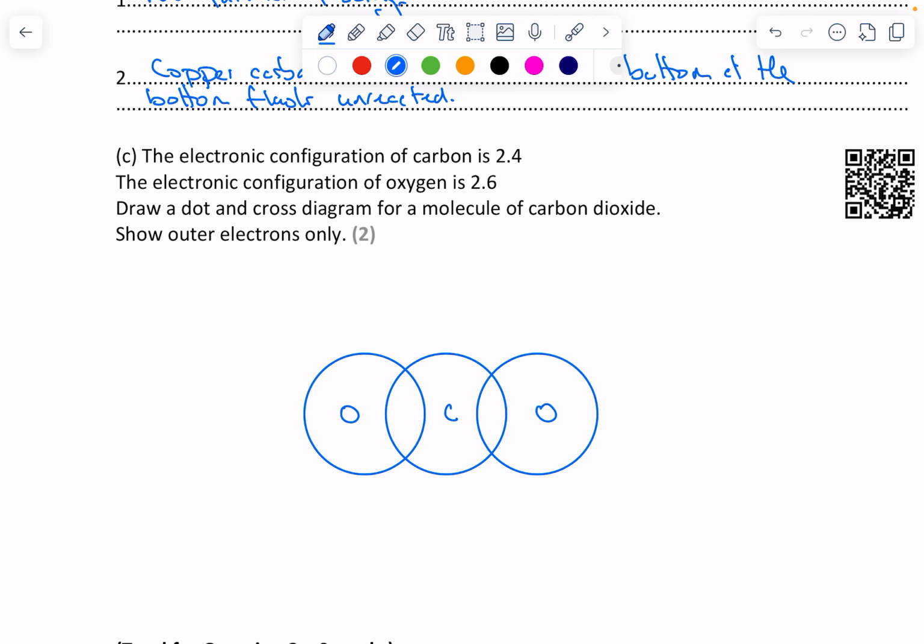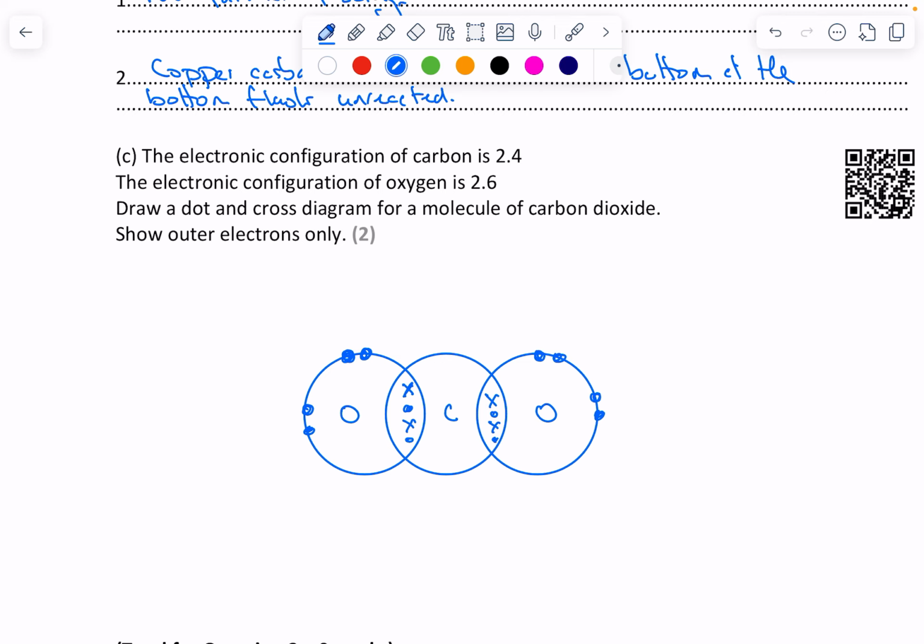Okay? Last little one, we've got carbon with oxygen, and it wants us to draw the dot and cross diagram for carbon dioxide. So the way we're going to do this is putting these in. There is a video that shows you how to work out the actual structure if you are unsure, but that's what we should have.